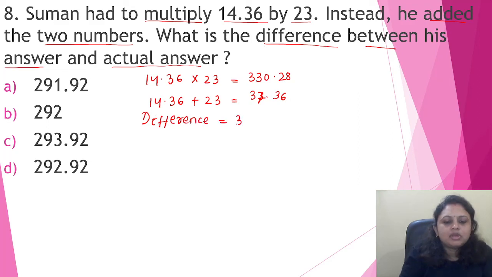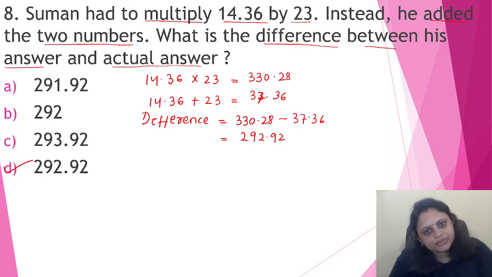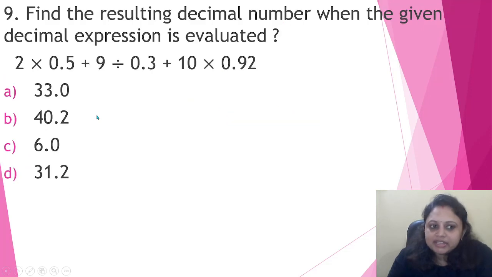The difference is equal to 330.28 minus 37.36. So the answer will be 292.92. So it is present in option D. That's why the correct answer is option D. Got it? Coming to the next question.